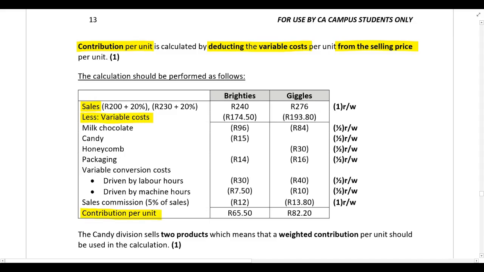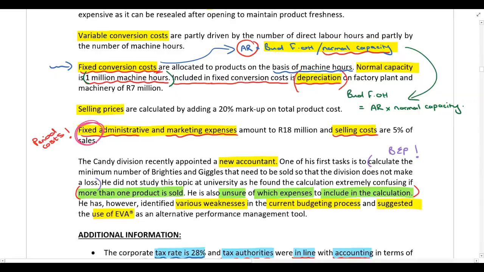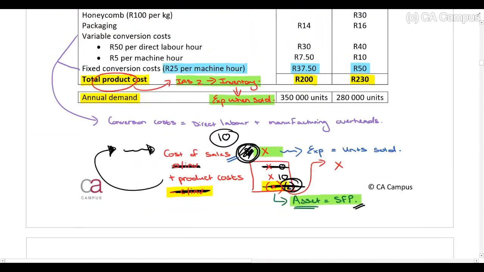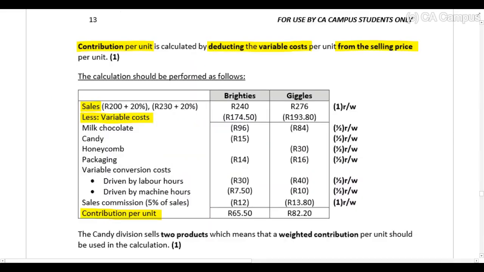Now, once again, guys, this is a very simple calculation. Firstly, for sales, you were told that selling prices are calculated by adding a 20% markup on total product cost. So all you need to do is take the total product cost for each of the products and add a markup of 20%. And that will give you the selling price per unit.